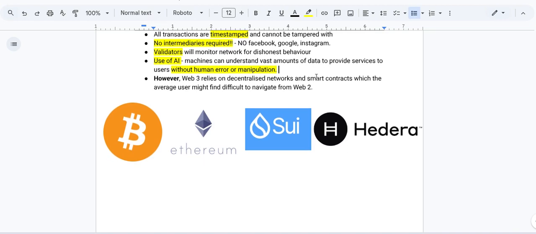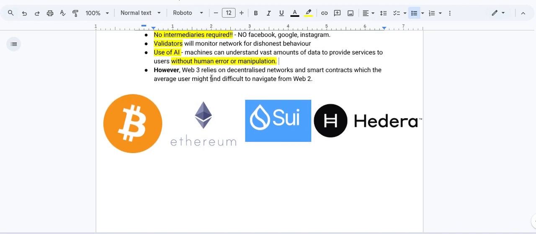So a bit of a con to Web3 at the minute is obviously Web3 relies a lot on decentralized networks and smart contracts. So again, I'll bring out other videos on smart contracts and blockchain. But the average user doesn't really understand decentralized networks at the minute or smart contracts. So for Web3 to be utilized, people have to understand these things. So that can then be difficult for people to navigate from Web 2 to Web 3.